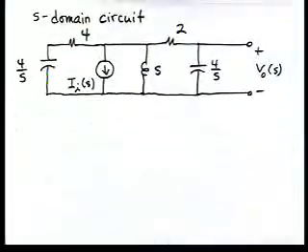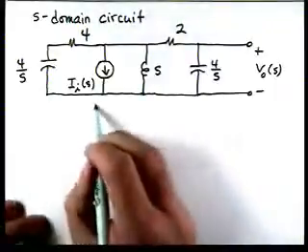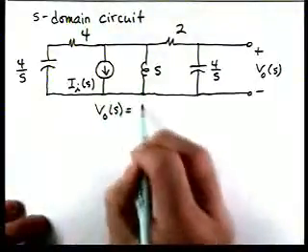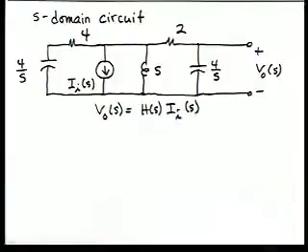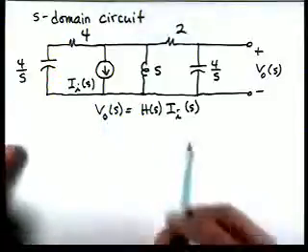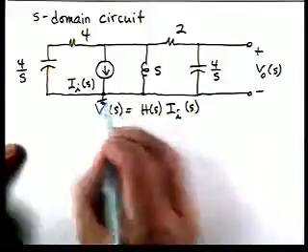So first, let's draw the S-domain circuit, and here that circuit is. I've called the current source for now I sub I of S, and what we're looking for is the transfer function which relates V0 of S and I sub I of S. Now we could do a number of techniques. What we'll do here is nodal analysis, and I'm going to pick this as a reference node.